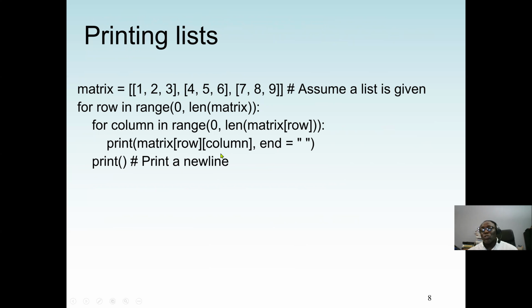Then if I want to go to the second row, I don't want to print everything in one line. You want to move to the second row. So we print a new line. Before we go back to the outer for loop, increment the row to 2, then we keep going until we print everything.